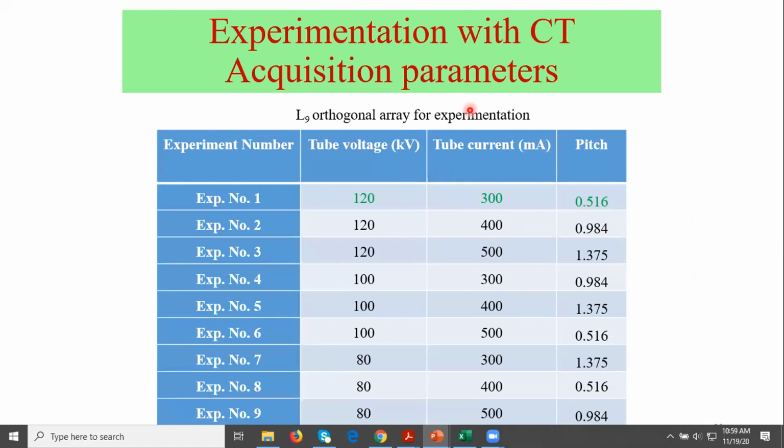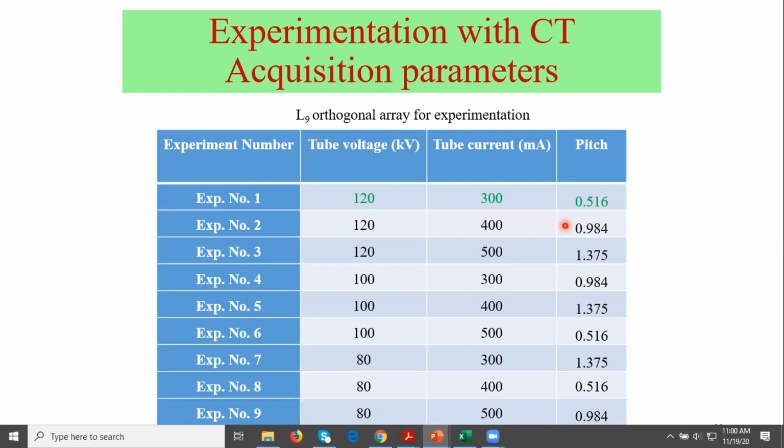From the L9 orthogonal array, we extracted this design of experiments. We can go up to L27, so 27 experiments we can do, but for each scan they are charging 3,000 rupees. So 27 into 3 is nearly 1 lakh, something above 1 lakh. That's why we are taking only 9 experiments, 9 into 3, which is 27,000, which is much less compared to 1 lakh.